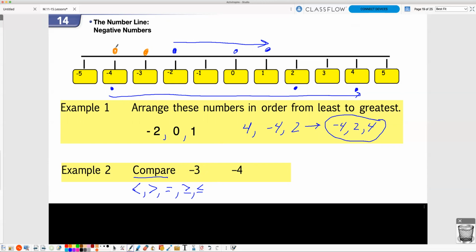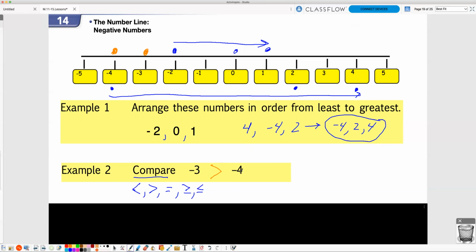So which one is bigger? Well, the one on the left is the least of the two. The one on the right is the larger of the two. So that means that negative 3, excuse me, negative 3 is greater than negative 4. Why did I do that? And why did I make that mistake?